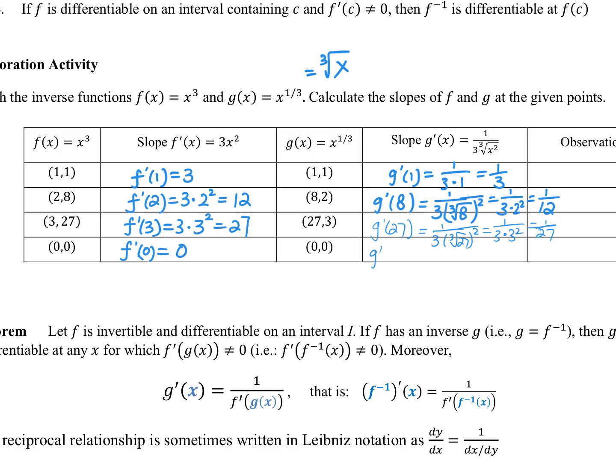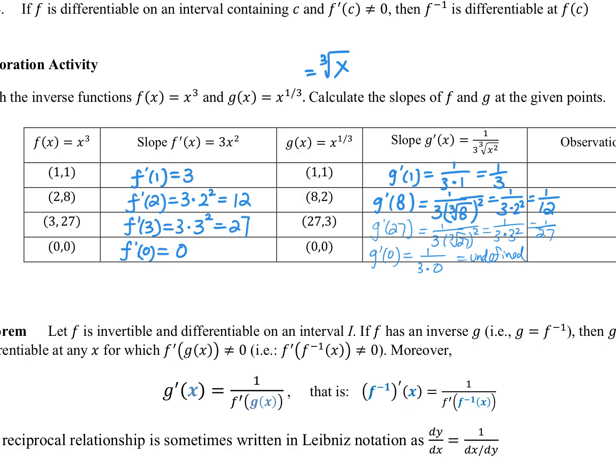Lastly, g prime of 0, which is 1 over 3 times 0, which is undefined. Okay, time for you to observe the relationship between the derivative of the original function and the derivative of the inverse. So this is 3, this is 1 over 3. This is 12, this is 1 over 12. 27, 1 over 27. 0, 1 over 0 is undefined, right? So your observation, hopefully you can see that this value is actually the reciprocal of that.